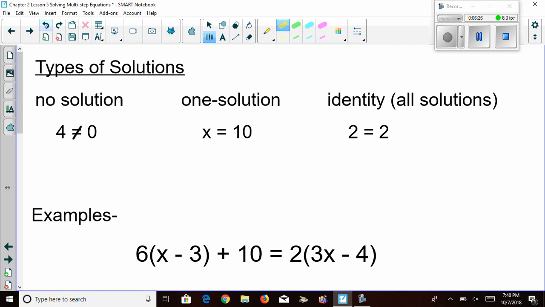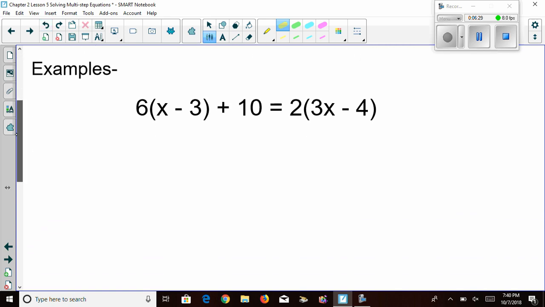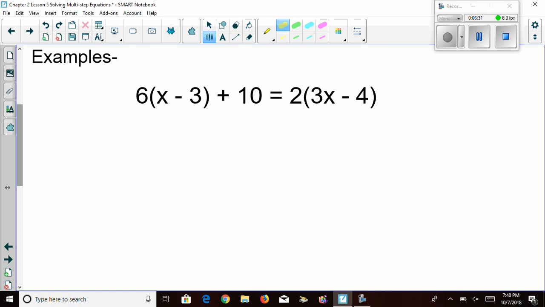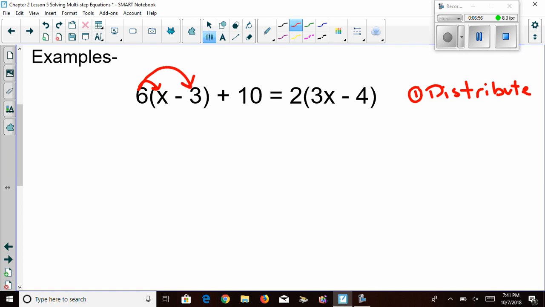Let's take a look at two more examples where we're going to actively see what happens when the variable cancels itself out and disappears. I'm going to start with step 1 to distribute. I'm going to do it all at once. So I'm going to look at the 6 times the x, 6 times the minus 3 to get 6x minus 18.